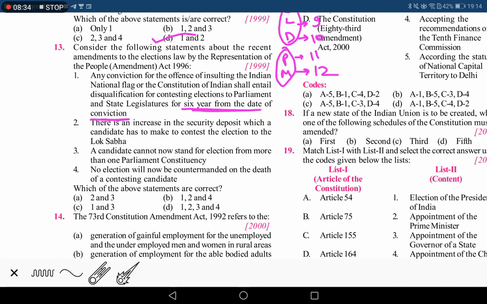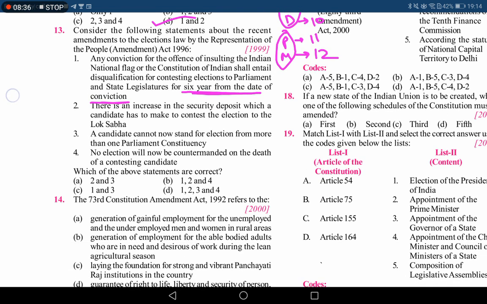Now, why is this question important? Because recently you are aware that Mr. Rahul Gandhi is no longer a member of the Parliament because he has been disqualified, and he has been disqualified from contesting elections for the next 6 years. Okay, so this becomes important. There could be a repetition or a question regarding this.